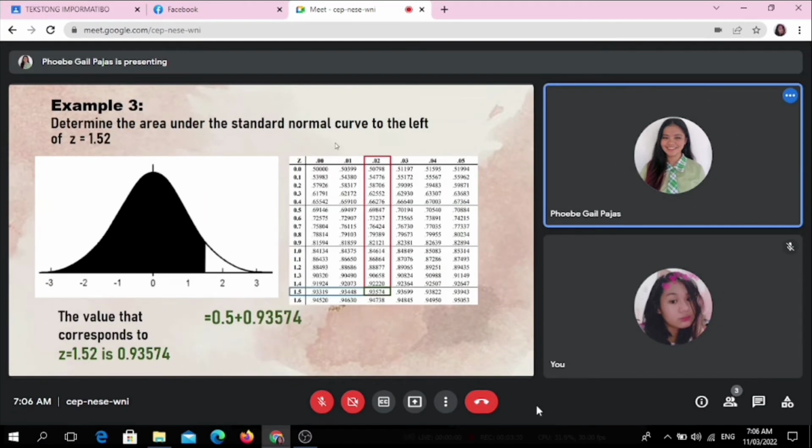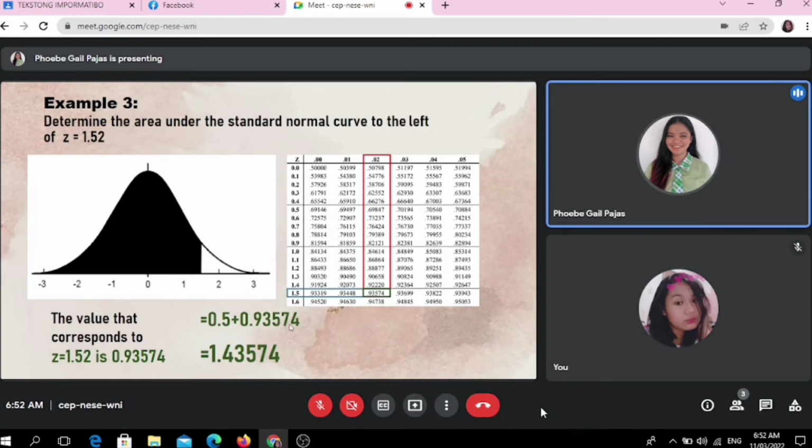1.43574. So, yung graph naman natin dito is nag-start siya dito hanggang dito. It is stated here in our example that to the left of z equals 1.52. So, mag-i-start tayo dito sa 1.52 hanggang dito. So, this is only a rough graph.